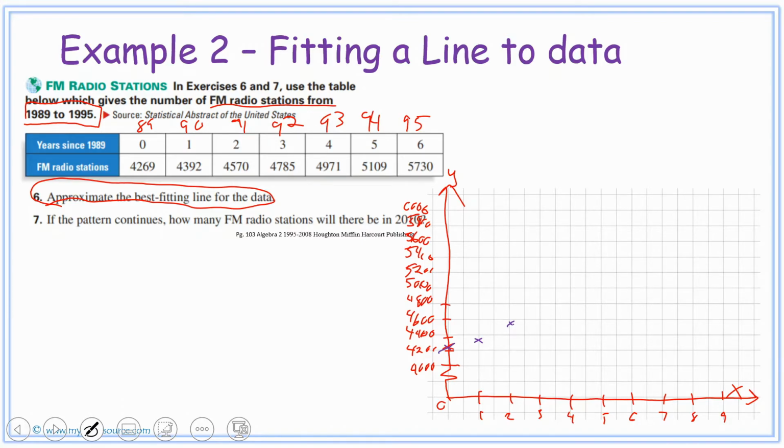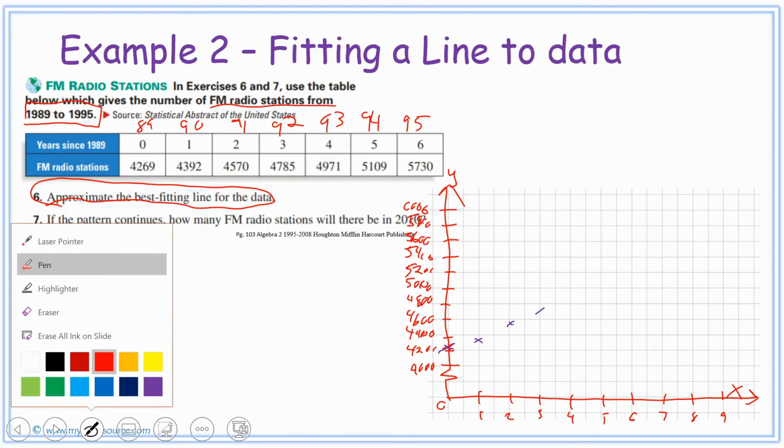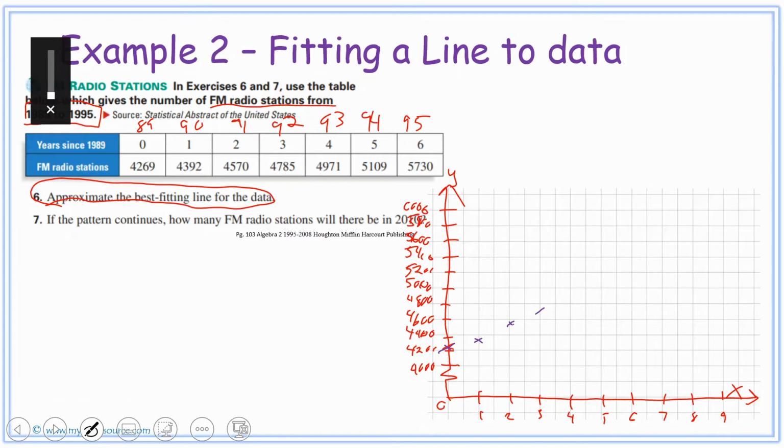So number 3 is going to be at 4,785. Again, that's pretty close to 4,800. And I'm just going to put some more markers in here. Just makes it a little bit easier. And remember, use a ruler. For me, it's a bit difficult, but for you, you should be able to do it with pen and paper.